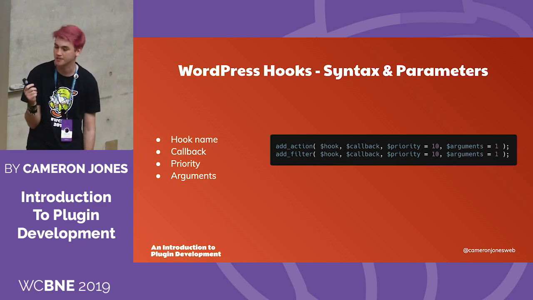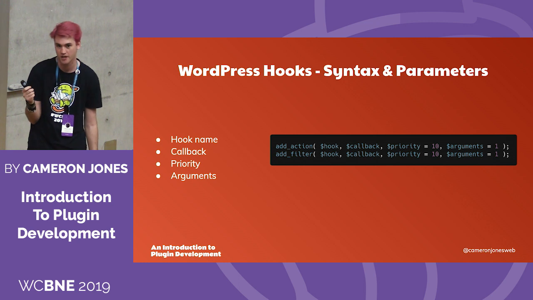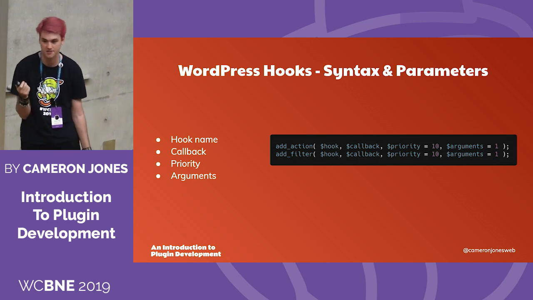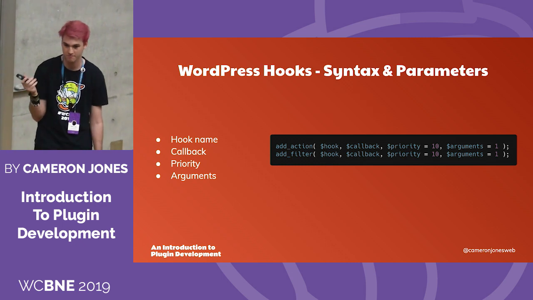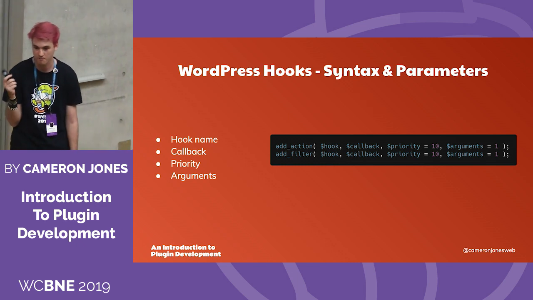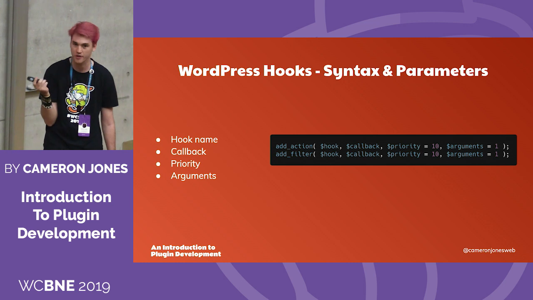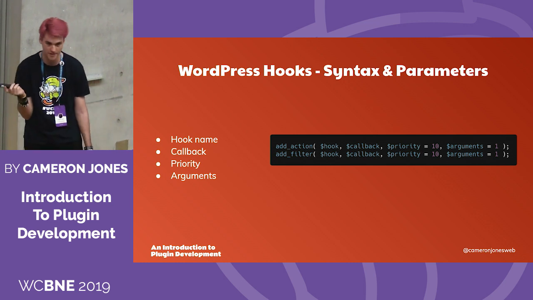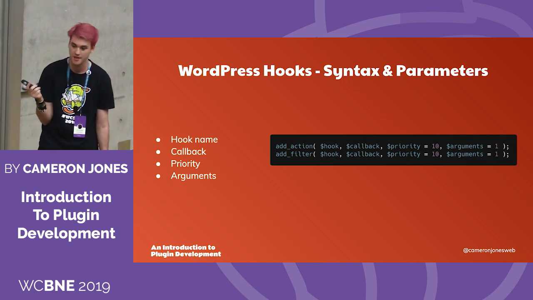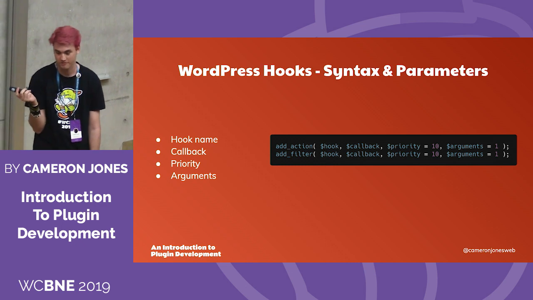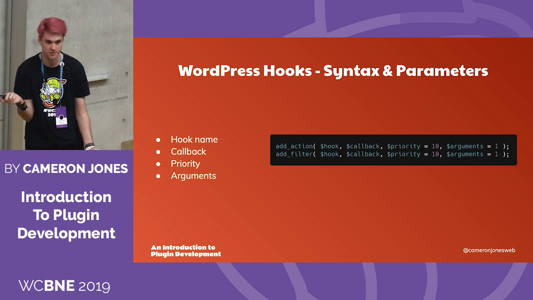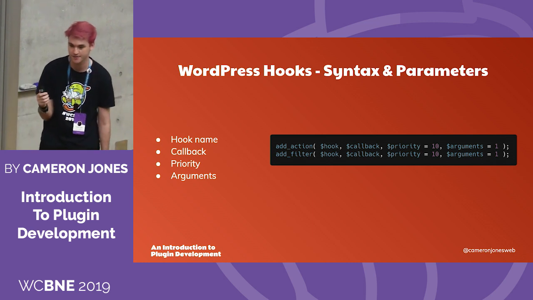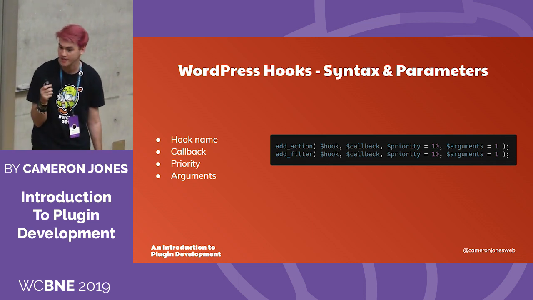A callback, so often a function. It could be an anonymous function or a class or namespaced function, any of that sort of thing, any sort of callback you can use there. Priority, so this is what order it runs in, so the smaller the better, and you can even use negative numbers. A default for that is 10. And arguments, which are parameters that get passed through to your callback. And in the examples, you'll see how those work.